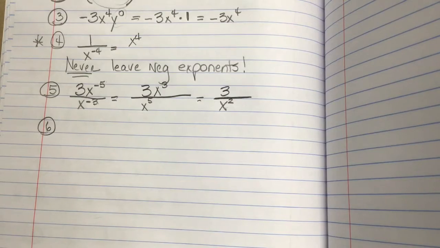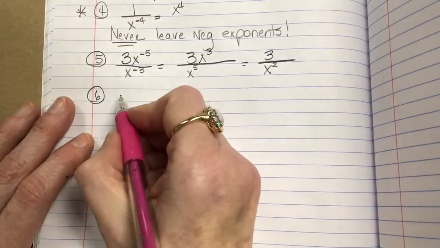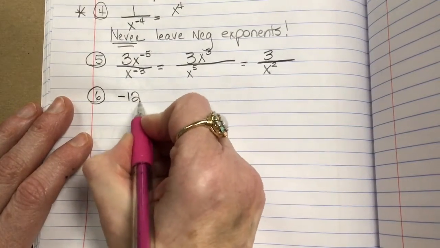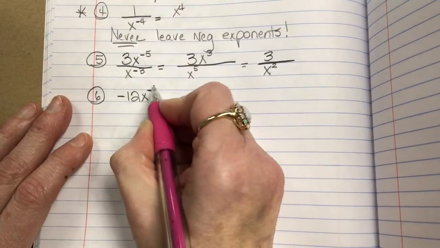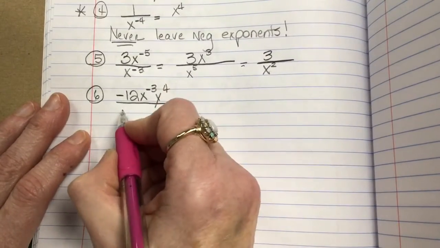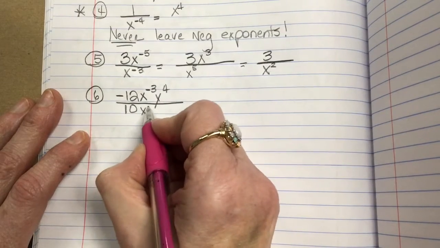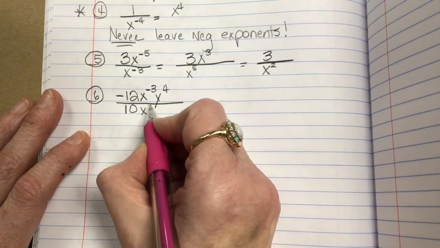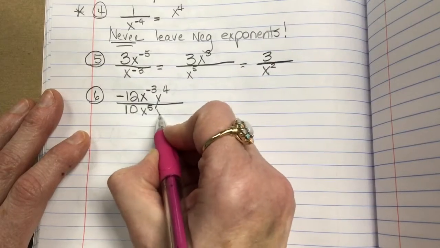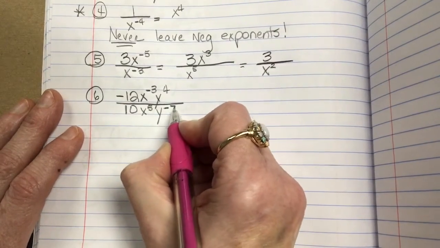Let's go ahead and jump into it, hoping you've done a little bit of lesson 13. Let's do negative 12, x to the negative 3, y to the 4, over, let's do a 10, and an x to the 5, and a y to the negative 7.